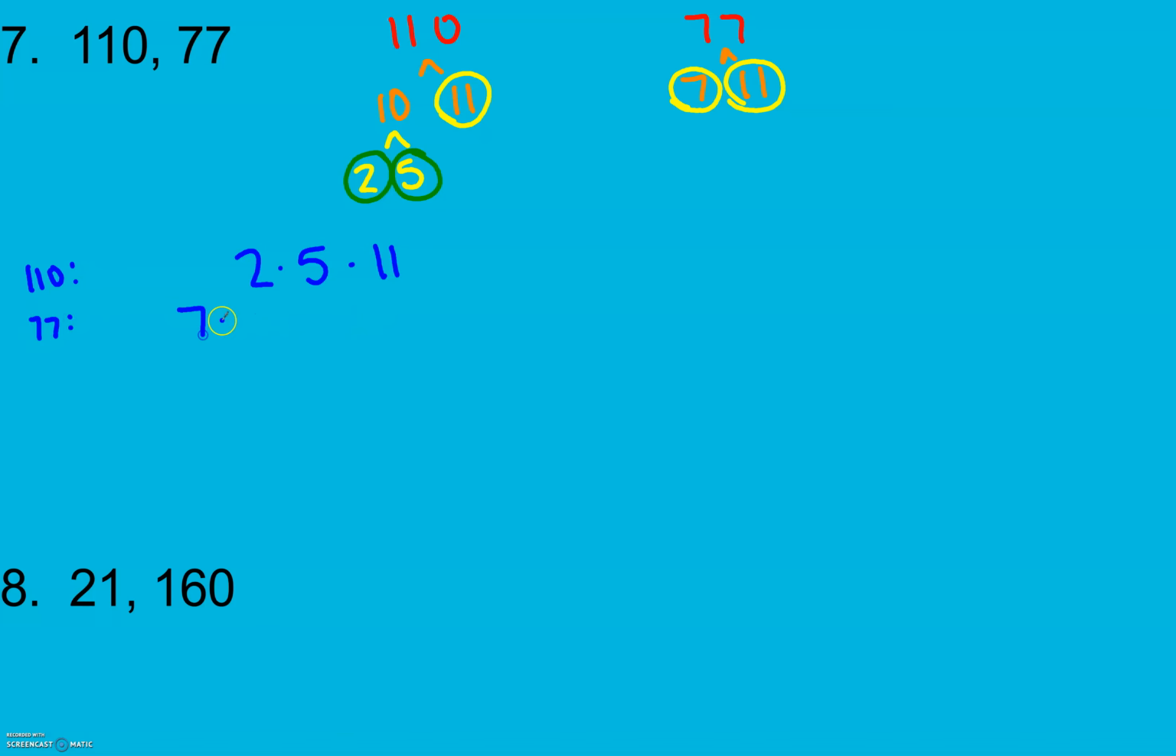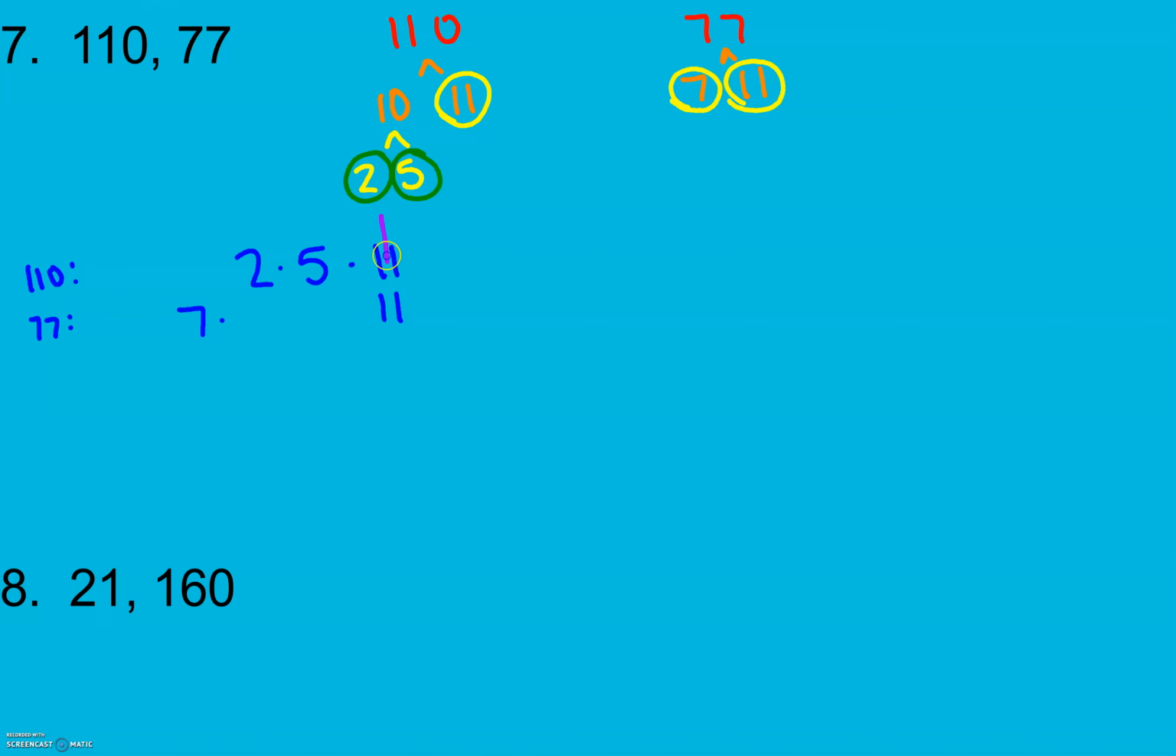This ends in a 0, so it's got 10 as a factor, so 10 times 11. 77 is 7 times 11. 10 is 2 times 5. 11 is prime. 7 is prime, and 11 is prime. And 2 is prime, and 5 is prime. So, 110 is going to be 2 times 5 times 11. 77 is 7, so I make a 7 column, and 11.